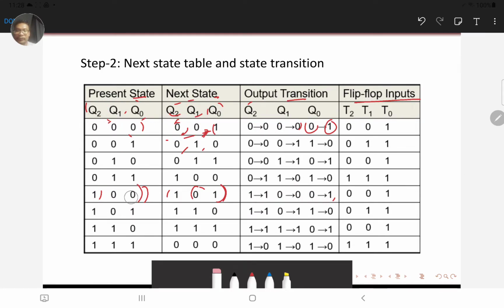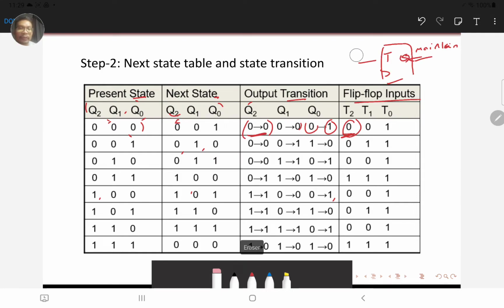Okay, so let's remove all this. So make sure you understand how to derive the next state table and the state transition. So using a T flip-flop, we know that for the input of the flip-flop, if we want to go from state 0 to 0, then we don't want to flip. So we're going to put the T input equals to 0. Okay, so in this case, we want to maintain, and that's why we put a 0.